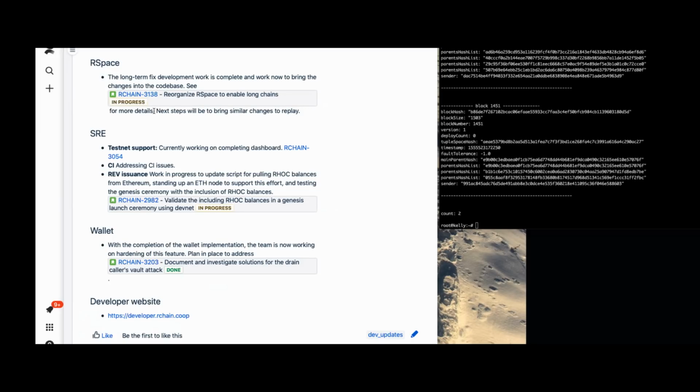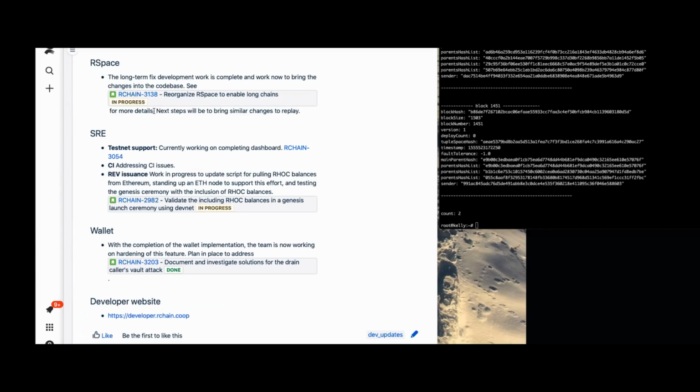We also previously pointed to, I believe it was an Infura node to capture these balances. The plan has always been for the cooperative to stand up an Ethereum node to provide those rock addresses. That work is also in progress. And then we are testing the Genesis ceremony with the inclusion of rock balances in that Genesis block. So all of these things are kind of in flight this week.